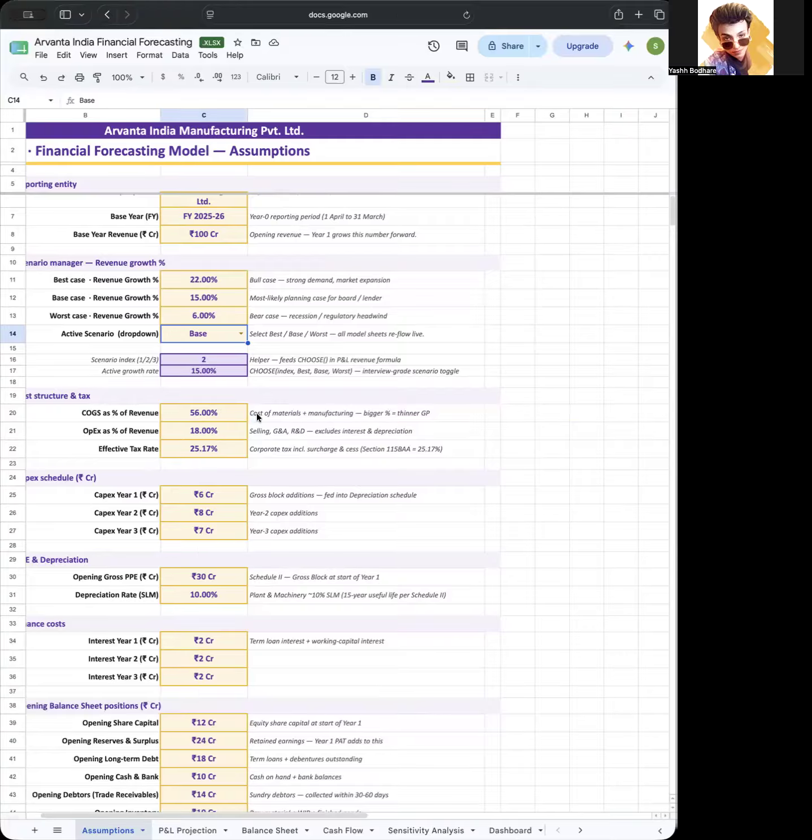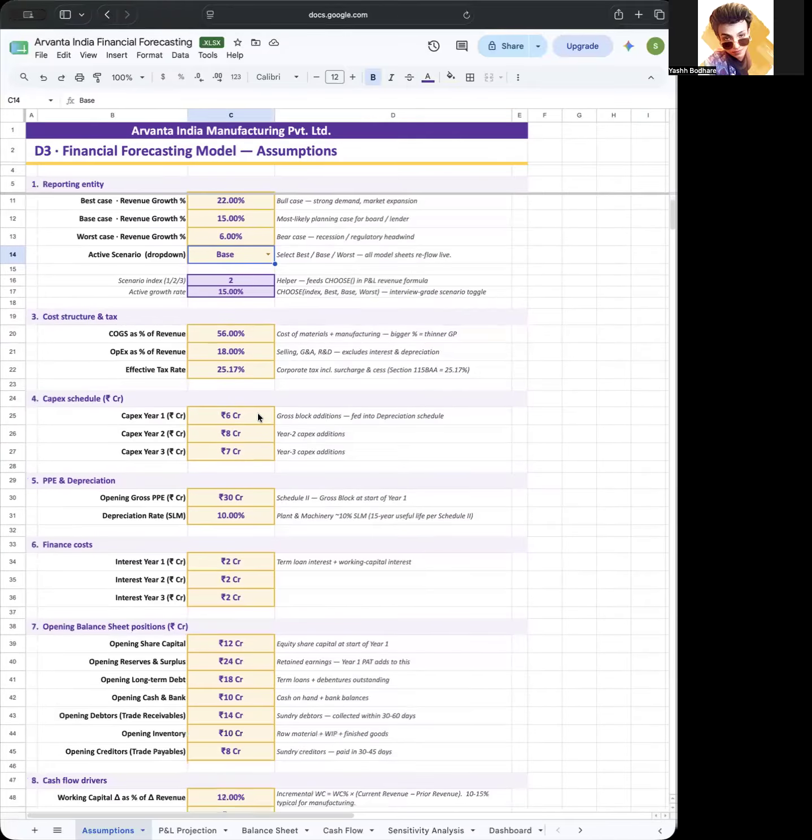So below the drop-down, as you can see, the model generates a scenario index. The three scenarios are represented numerically. Best is 1, base is 2, worst is 3. Now, because the active selection is base, the scenario index is 2. This is a helper calculation used within the formula logic. It allows Excel to translate the text selected in the drop-down into a numeric position.